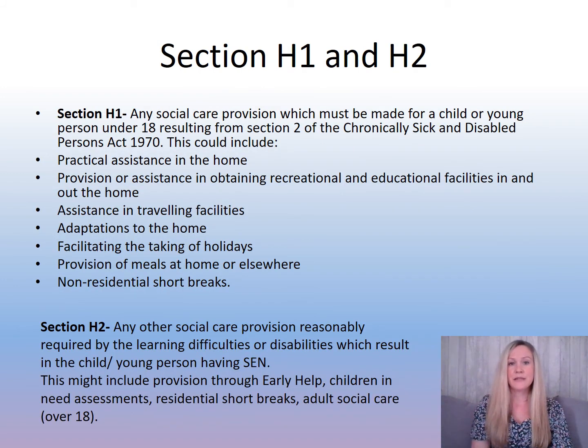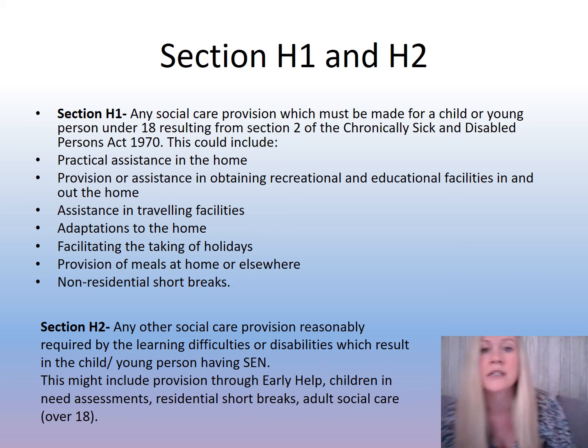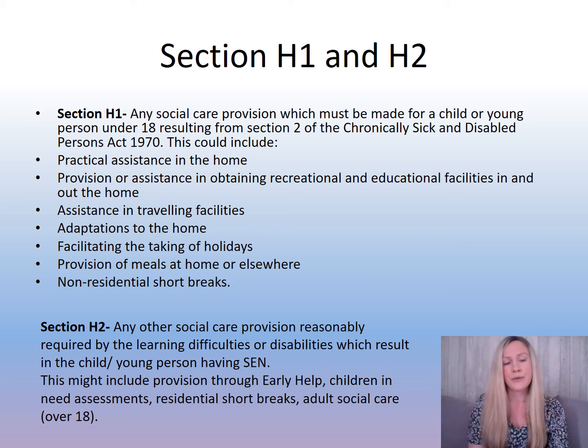So section H is split into 2, H1 and H2. H1 is any social care provision which must be made for a child or young person under 18 resulting from section 2 of the Chronically Sick and Disabled Persons Act 1970. So examples could include practical assistance in the home, provision or assistance in obtaining recreational and educational facilities in and out of the home, assistance in travelling facilities, adaptations to the home, facilitating the taking of holidays, provision of meals at home or elsewhere, and non-residential short breaks.